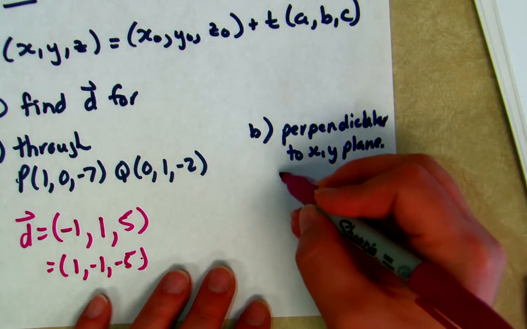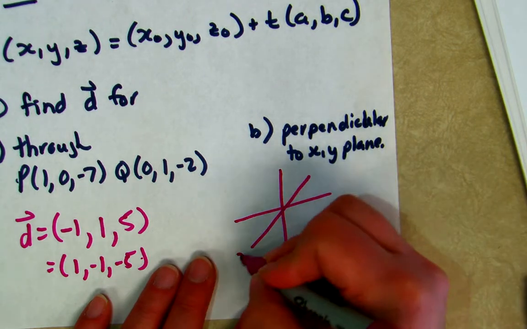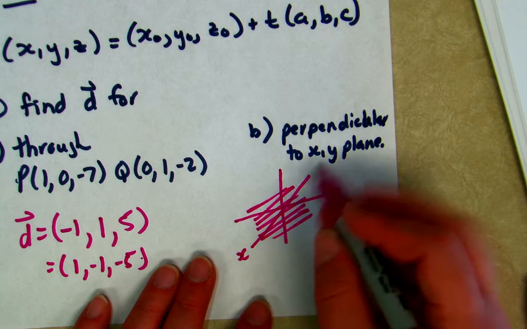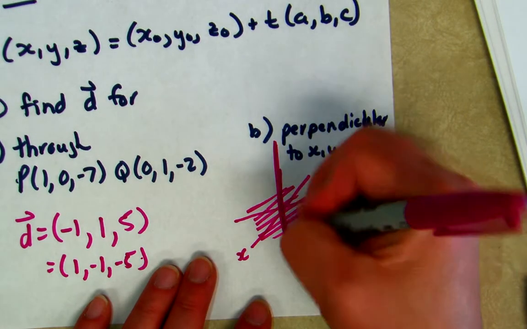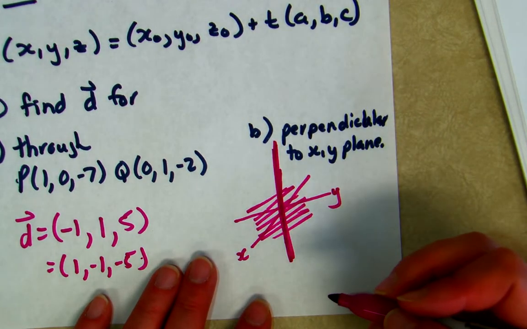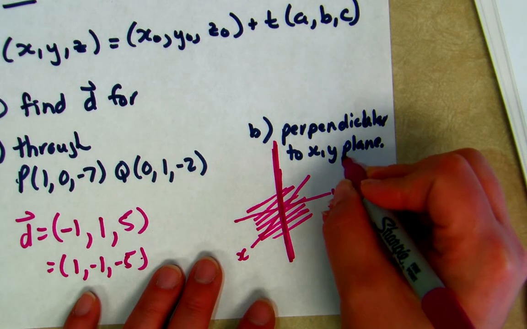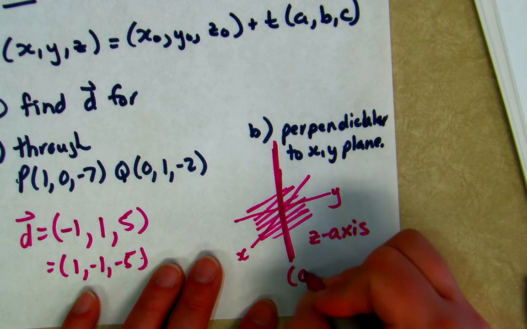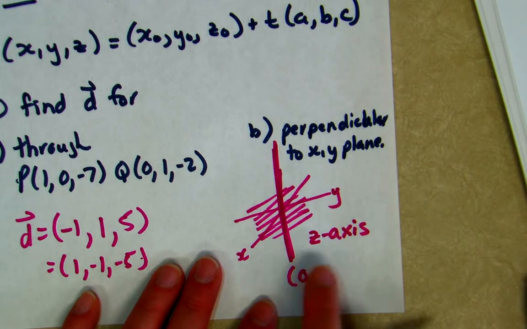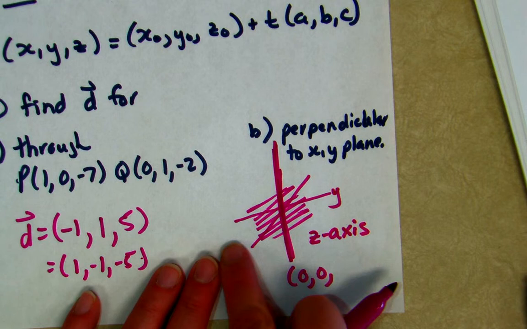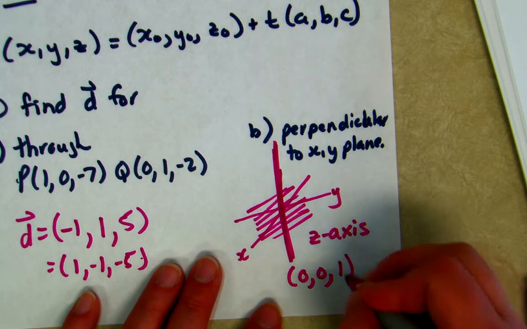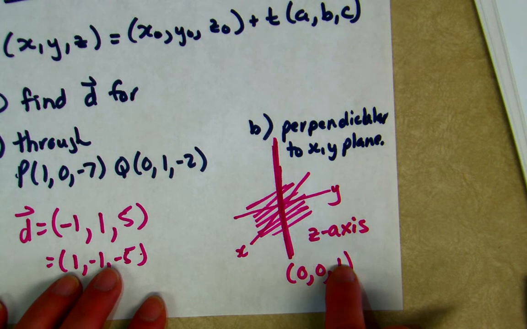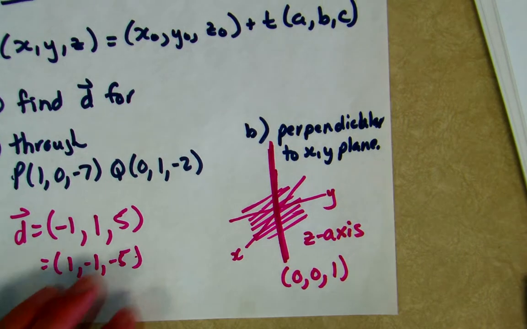Perpendicular to the XY plane. Well, if we think about our 3 dimensions, X comes out to us and Y goes that way. So the XY plane is lying flat on here. Z goes up and down through the XY plane. So perpendicular to the XY plane becomes the Z axis. The direction of the Z axis is no X, don't go in or out, no Y, don't go left or right, and go up or down any number. So any number for the c will work. You could use -1, +1, any positive, any negative number.